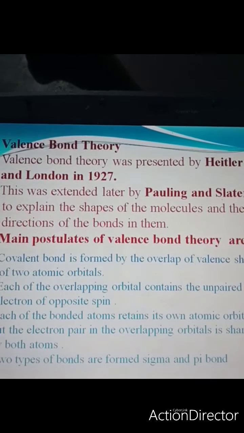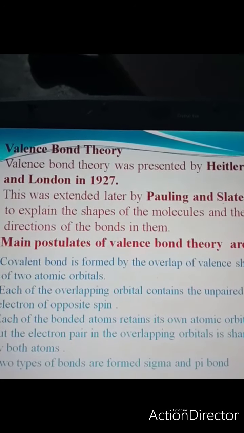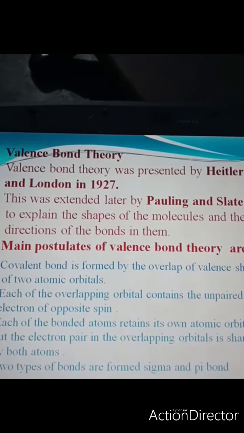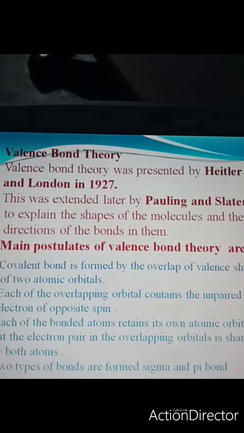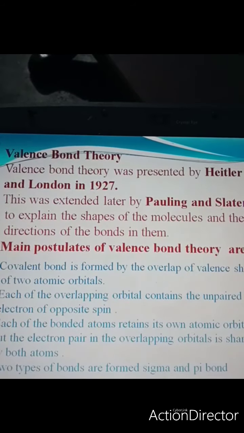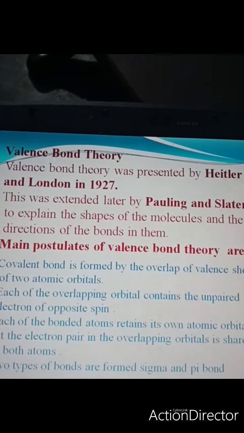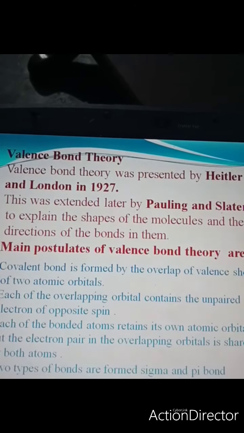According to that, a covalent bond is formed by the overlap of valence shell atomic orbitals of two atoms, and that is why it is known as valence bond theory. Each of the overlapping orbitals will contain unshared electrons of opposite spin, and each of the bonded atoms will retain its own atomic orbital, but the electron pair in the overlapping orbitals is shared by both the atoms.